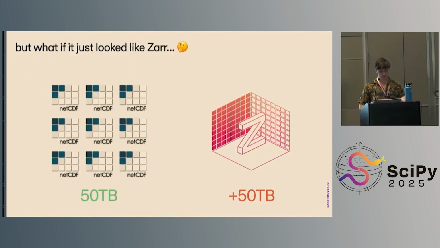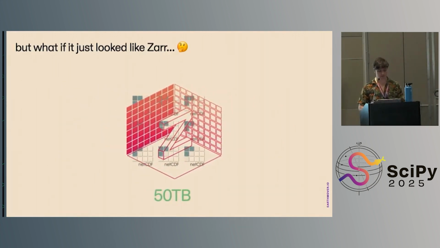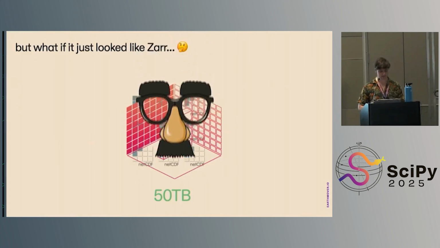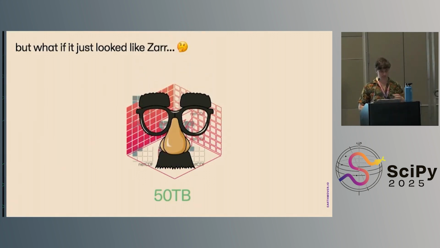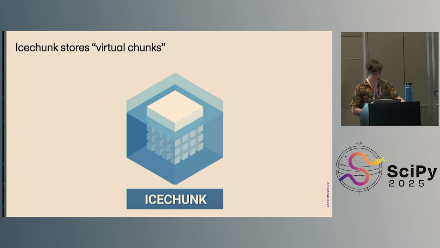But what if we could just make the netCDF files look like they were a Zarr store and get that nice fast reading property without actually copying the data? So we want to somehow make the netCDF look like Zarr. We want to disguise it as Zarr. And we need some kind of layer that looks like Zarr but points to the original files. And that layer, we can use Icechunk for that, because Icechunk has this feature of storing virtual chunks or virtual chunk references.